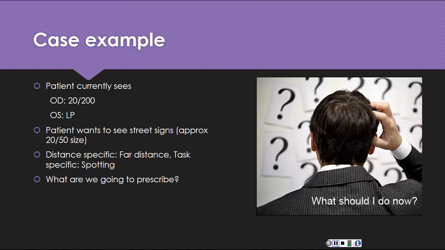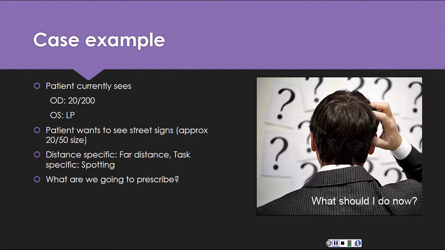Our patient also tells the goal they want to see for distance, and it's more task-specific. They want to spot street signs. So what are we going to prescribe? What are we going to do for this patient? And as we go over the next few weeks, this is going to be the type of situation we're looking at. What do we do for this patient to allow them to achieve their goal of being able to see the street sign?